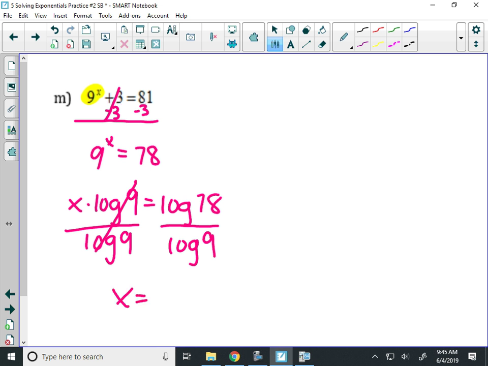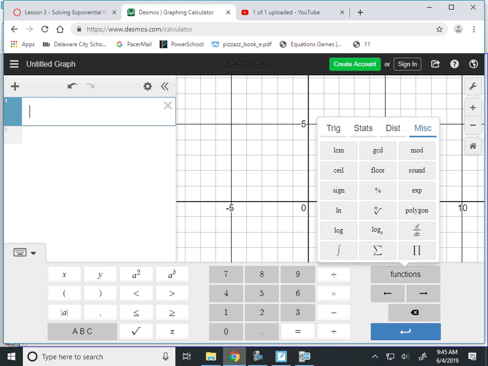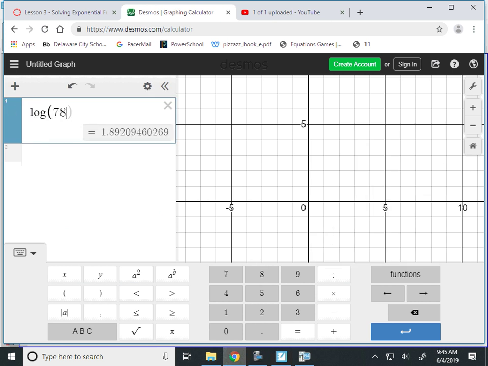All right, now we're going to type that in our calculator. Log of 78 divided by log of 9. I got 1.983.